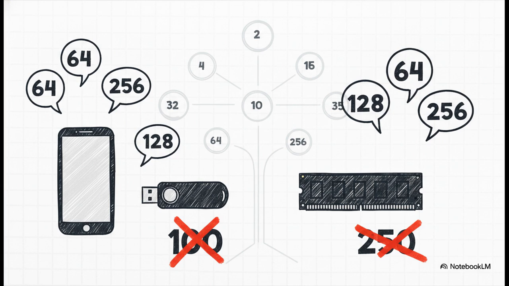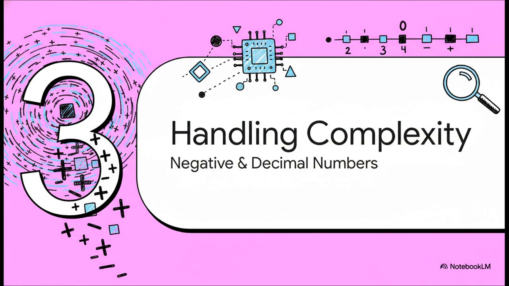It's because the entire system is built on this base 2, power of 2 logic we've been talking about. Okay, great. So we can count positive whole numbers. But what about everything else, right? I mean, how do computers handle negative numbers or numbers with a decimal point?